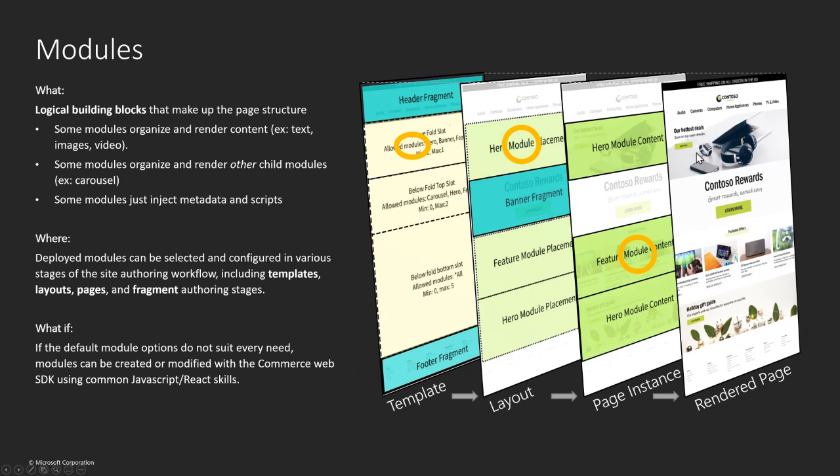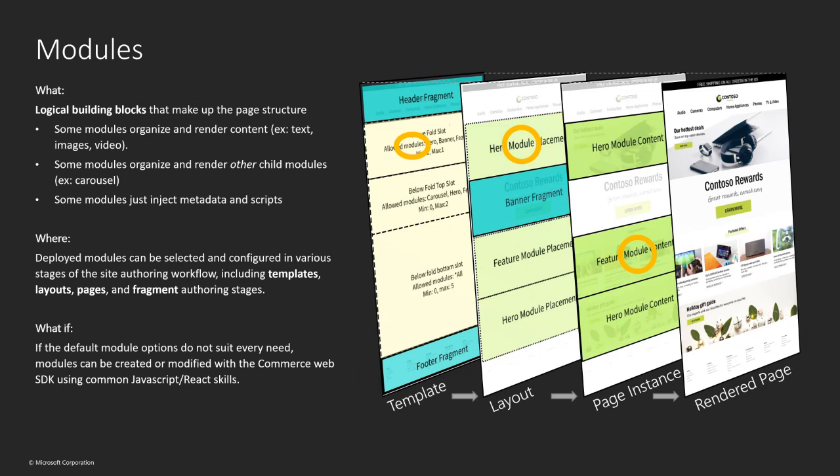even button text and links. Something that might be localized as well. So you might have a slightly different image for different channels or markets, and you would obviously have different languages for the text. And then some other modules are really more for organizing and rendering other child modules.